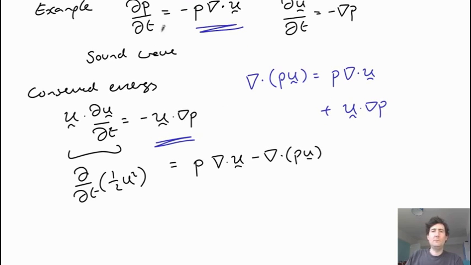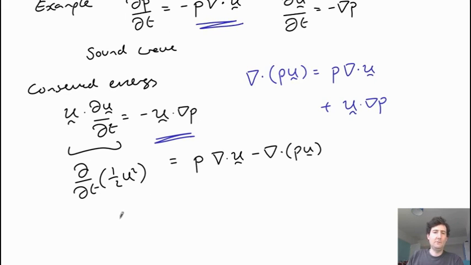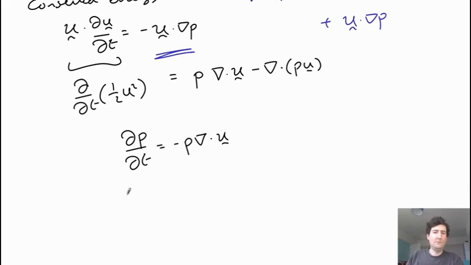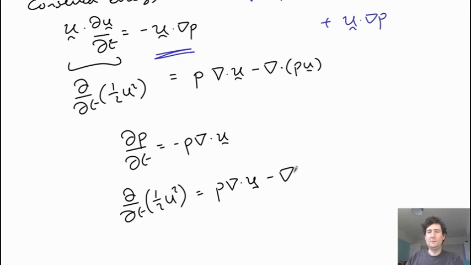And so we have this equation just stays as it is. So we have dp by dt is minus p times divergence of u, and we have d by dt of the kinetic energy, so half u squared, is p times divergence of u minus divergence of pu. So you see clearly these terms here are the same and they cancel each other. So there's a transfer of energy between kinetic energy and the pressure, which is this quantity here, so p times divergence of u, and then there is this extra term here.